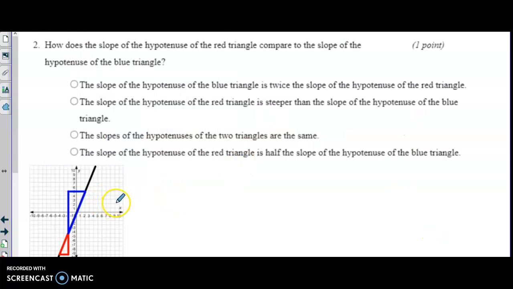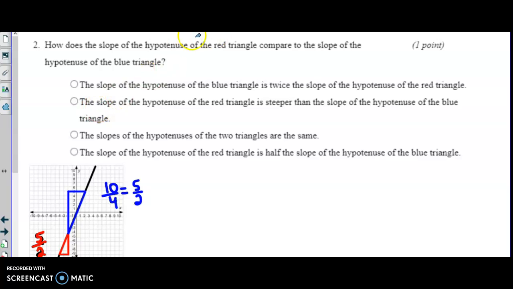All right, so using the same triangle, it says how does the slope of the hypotenuse of the red triangle compare to the slope of the hypotenuse of the blue triangle? Well, we just found the slope for the red triangle. We rose 5 and we ran 2. So rise over run was 5 over 2. Let's do the same thing for the blue triangle. Let's see, we rise up 10 and over 4. So for the blue triangle, we rose 10 and we ran 4, which if we reduce it, that's also 5 over 2. I should have color-coded this one red. But the slope of both of those are the exact same.